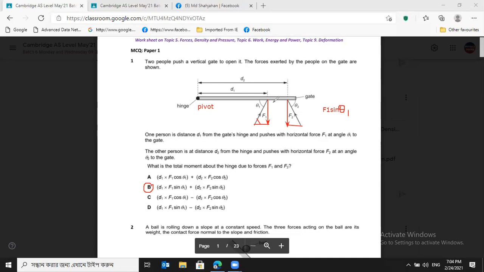Is it clockwise or anti-clockwise? This way it is anti-clockwise. Yes, anti-clockwise. Yes, sir. So both of them are working same direction. That's why we are adding that. Is it clear now?